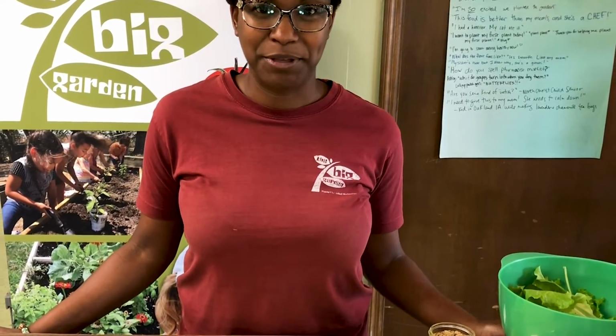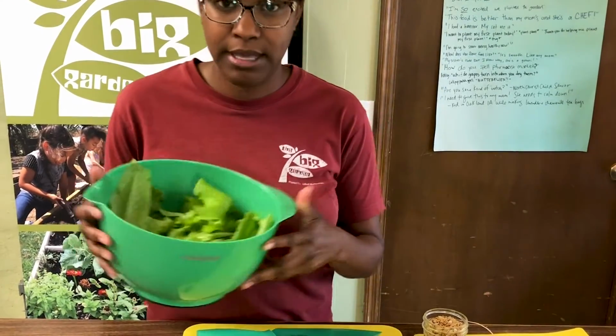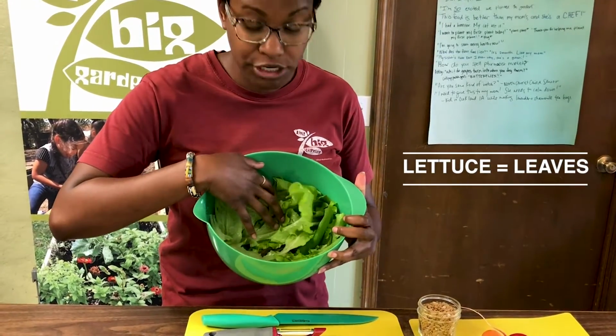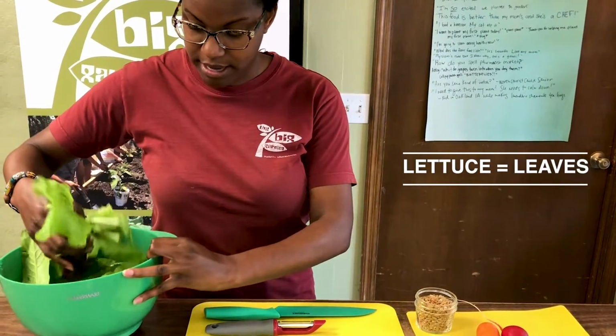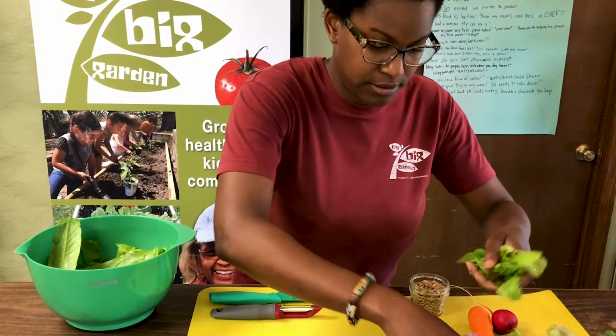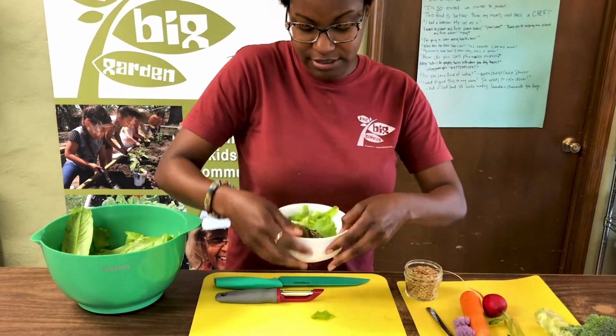Now let's make a simple salad based on the parts of the plant that we learned about today. So we're going to start with some lettuce greens, and these have been harvested and washed, then wrung out with a salad spinner. So we're just going to rip those apart and put those in our salad bowl.